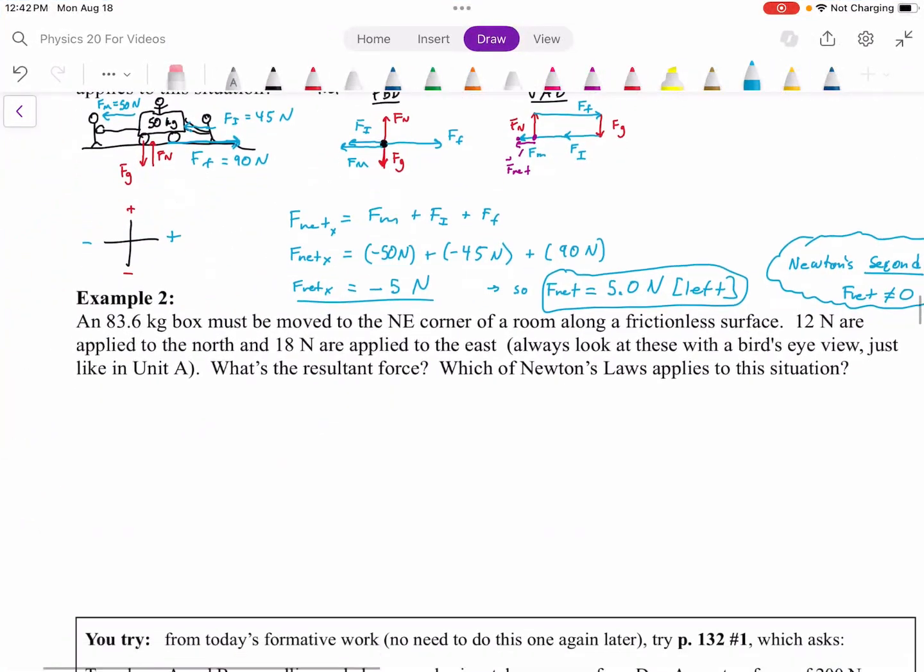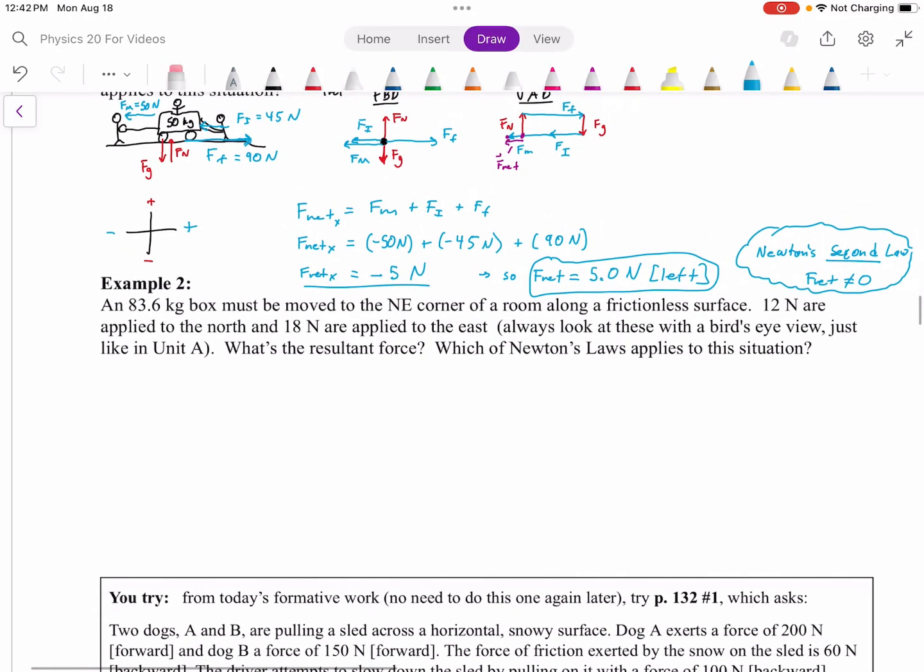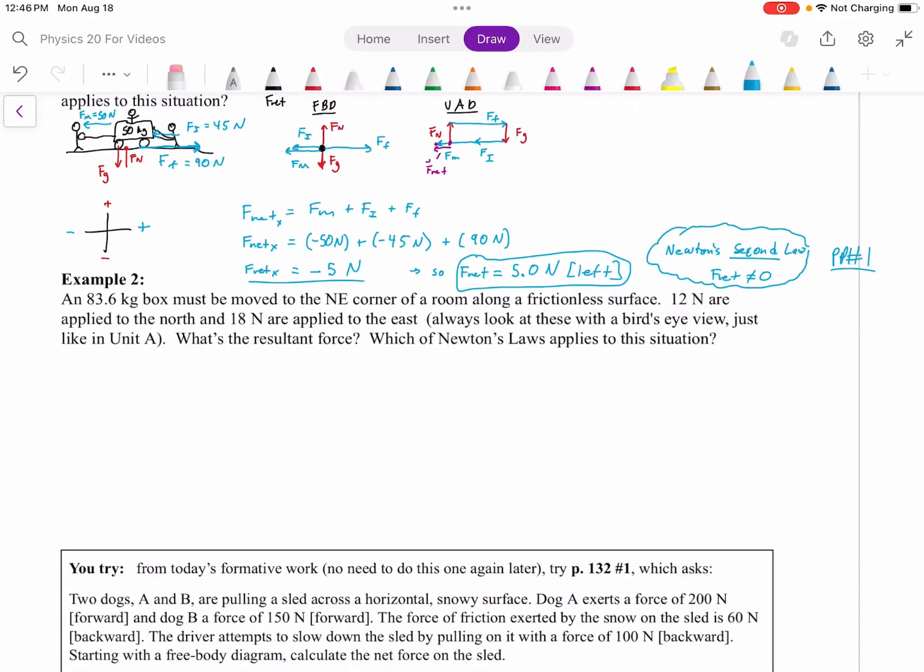Okay, let's try out another one here, and then it'll be your turn. So an 83.6 kilogram box must be moved to the northeast corner of a room along a frictionless surface. Sometimes we're told there's no friction, and that is just a simplification that the problem makes for us. So 12 newtons are applied to the north and 18 newtons are applied to the east.